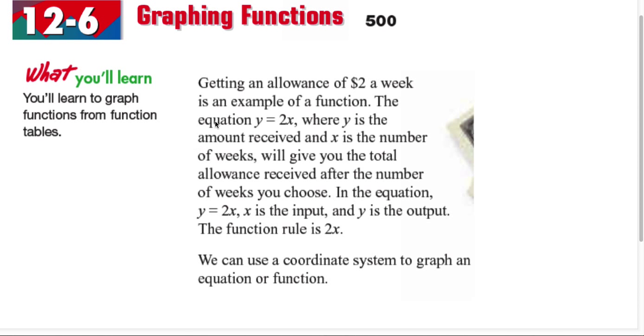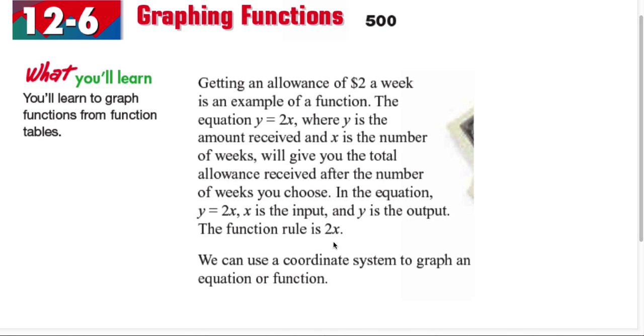Okay, so let's take a look at this example in allowances. Getting an allowance of $2 a week is an example of a function. So the equation y equals 2x, where y is the amount received and x is the number of weeks, will give you the total of allowance received after the number of weeks you choose. So in the equation y equals 2x, x is the input and y is the output. The function rule is 2x.